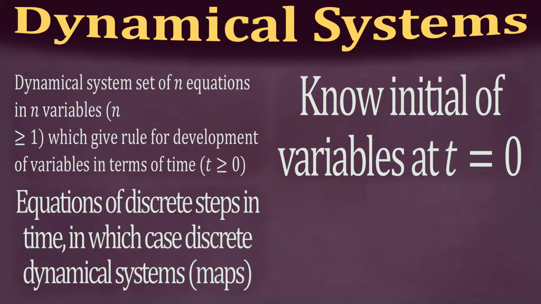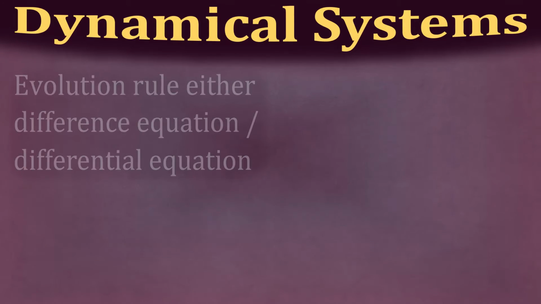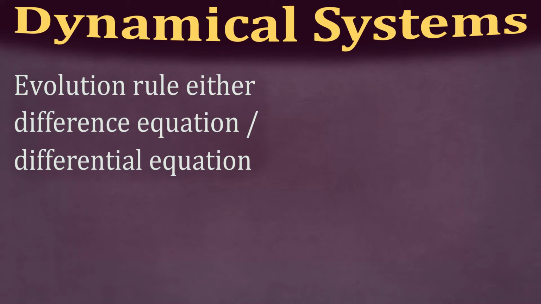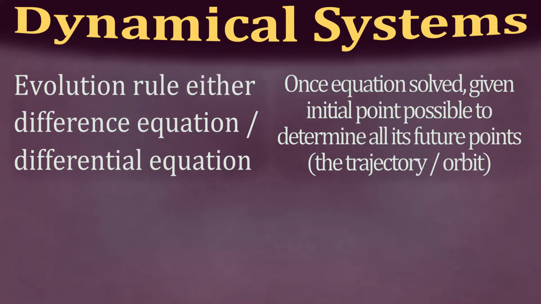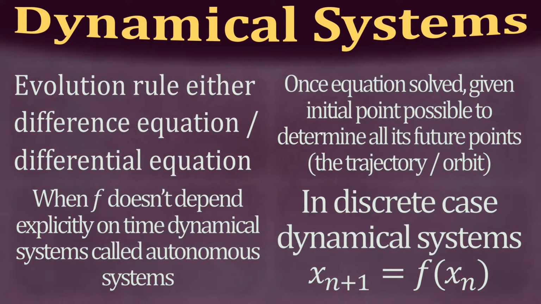The equation can be in terms of discrete steps in time, in which case we have a discrete dynamical system or a map, or time could be continuously varying, and we call them continuous dynamical systems or flows. In other words, the evolution rule is either a difference equation or a differential equation. Once the equation can be solved, given an initial point, it is possible to determine all future points, which would be its trajectory or orbit. When f doesn't depend explicitly on time, the dynamical systems are called autonomous systems.